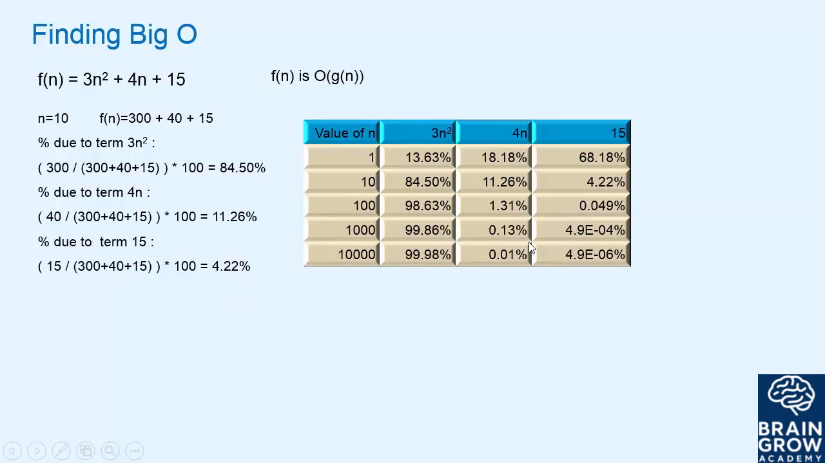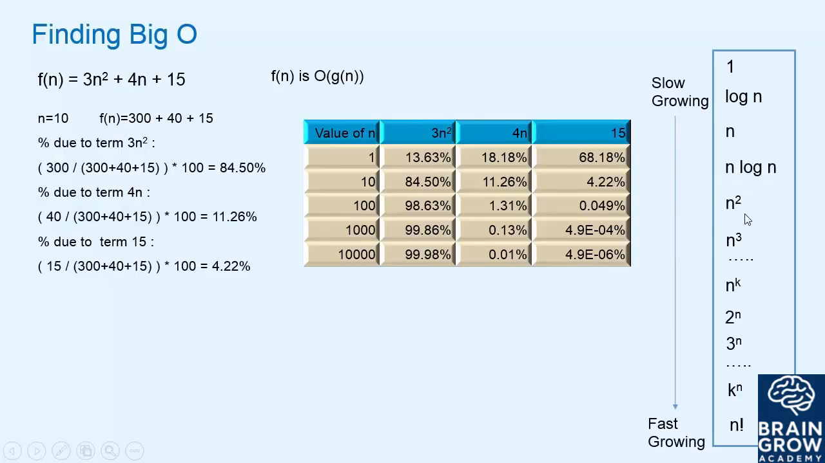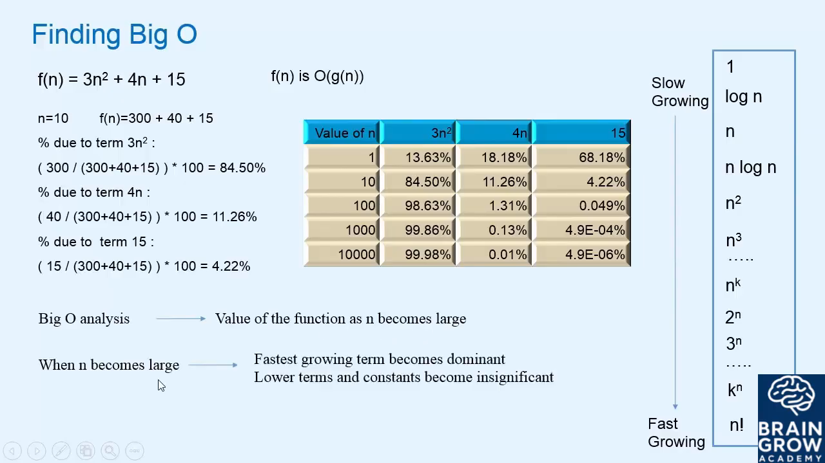In this table, we can see the contribution of these three different terms at different values of n. So we can see that as the value of n grows, this term 3n square becomes dominant and this smaller term and this constant become insignificant. This is because n square grows very rapidly. This n grows slowly and this constant doesn't grow at all. In big O analysis, we are concerned with the value of the function as n becomes very large. And with the help of this example, we have seen that when n becomes large, the fastest growing term in the function becomes dominant. And the lower terms and constants become insignificant. So we can just ignore them.